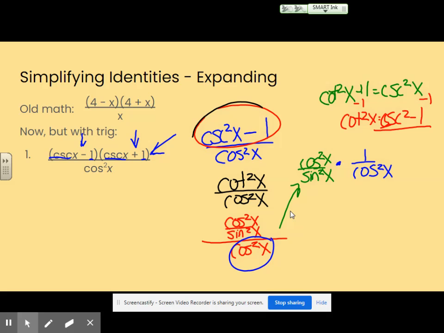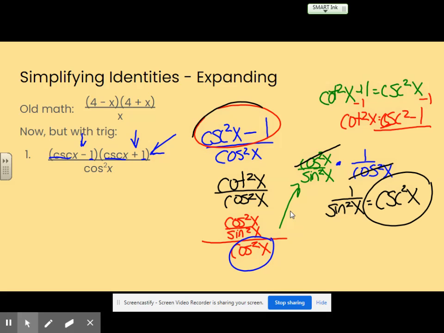And I see something very nice, that I have a cosine squared x in the numerator and in the denominator. If I have something being divided by itself, it divides out to 1. So I'm left with a 1 over sine squared x. And if we remember our reciprocal identities, I would know that this is really cosecant squared x. And that's our answer. So a lot of this chapter is simplifying identities and playing around with it like I did.